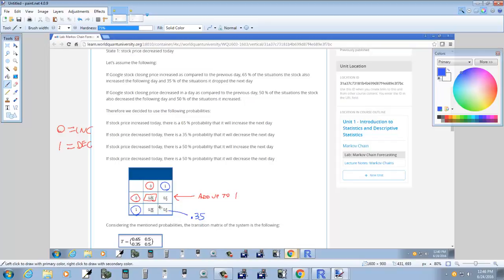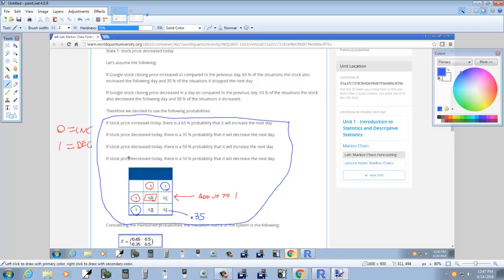and well, let me see. Increased, 0, 0, that's 65%. Decreased is 1, and it'll decrease the next day is 1. It tells us is 35%. That would imply this is 35 and this is 35. So the numbers do not appear to be right here.